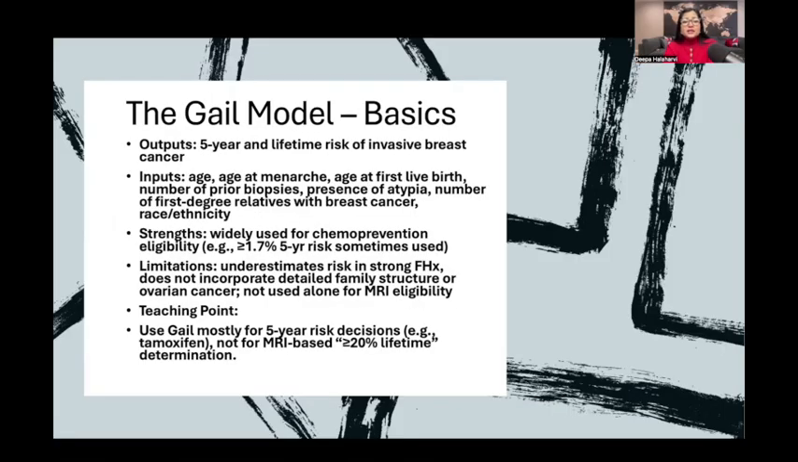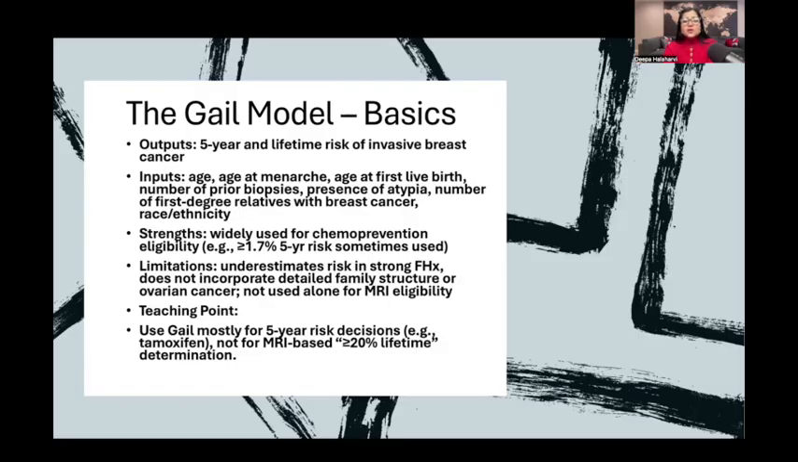Gail risk looks at age, age at menarche, age at first live birth, number of prior biopsies, presence of atypia, number of first degree relatives. It's widely used for chemoprevention as long as there is more than 1.7% 5-year risk from Gail. It underestimates risk in strong family history, and does not incorporate detailed family history of ovarian cancer. So that's the downfall of Gail.